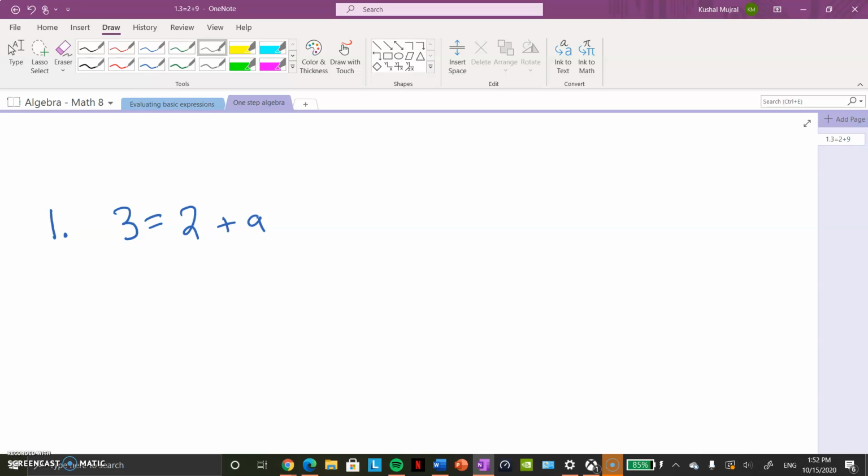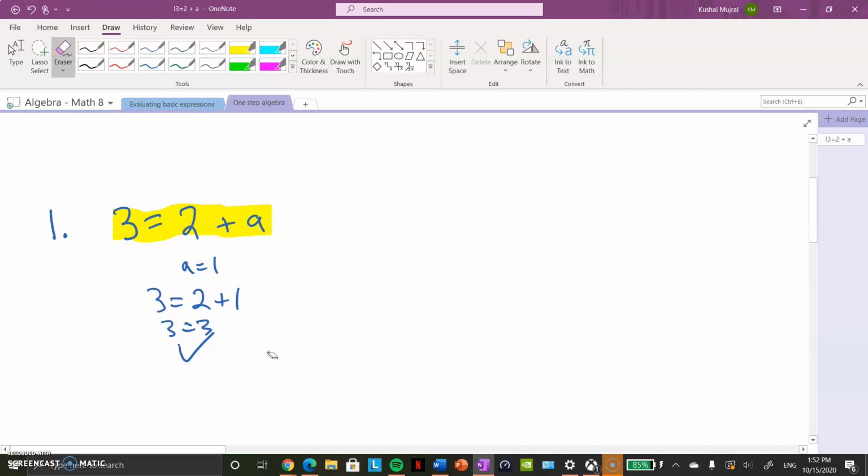Welcome to one-step algebra. So let's take a look at this question over here. 3 equals 2 plus a. Okay? So you might already be thinking, oh, a must be 1, right? So 3 equals 2 plus 1, 3 equals 3. Yeah, I'm right. Well, we want more work than that, okay?